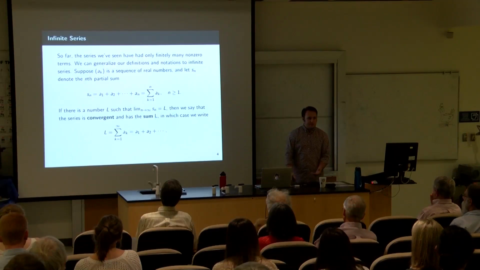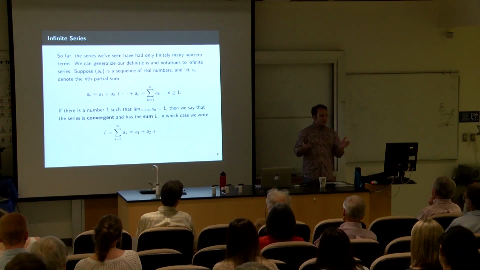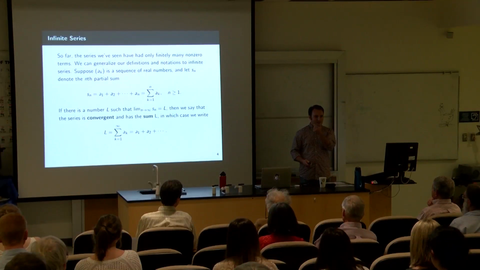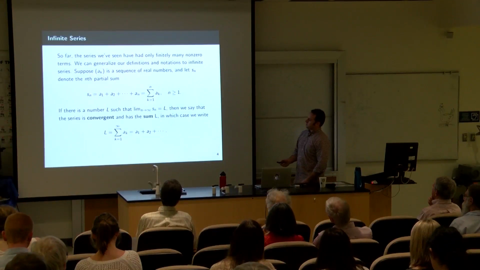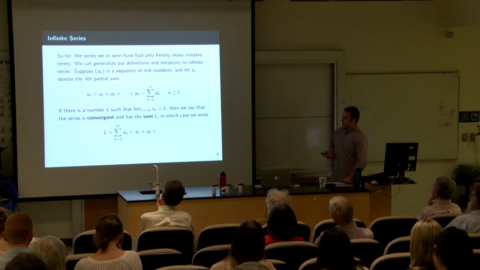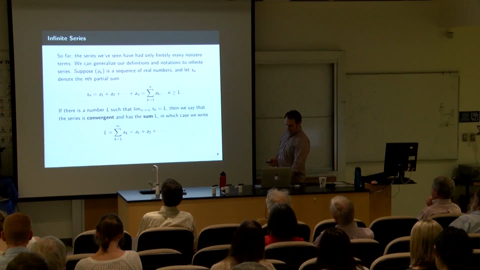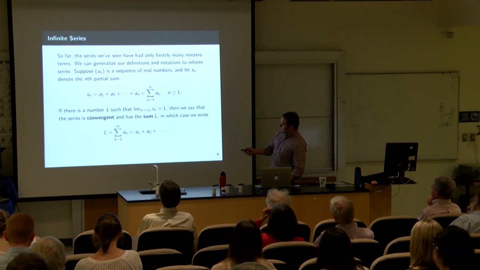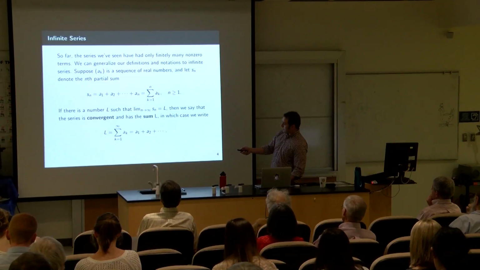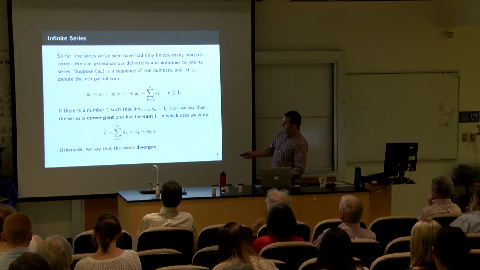Right? It doesn't really make sense to add up infinitely many terms. Like, when you have a_1 up to a_n, you can just sort of imagine I'm adding them up, right? But when it's infinitely many, that doesn't really make sense. So you have to look at this limit of the partial sums. So if this limit exists, you say the series is convergent and has the sum L. Otherwise, you say it diverges.